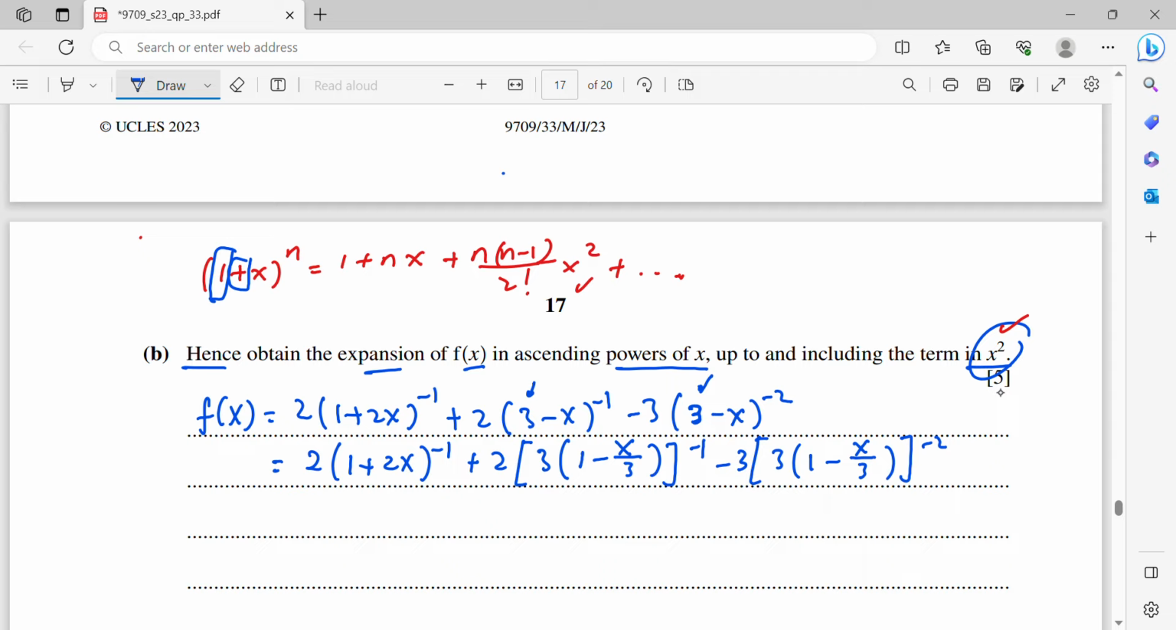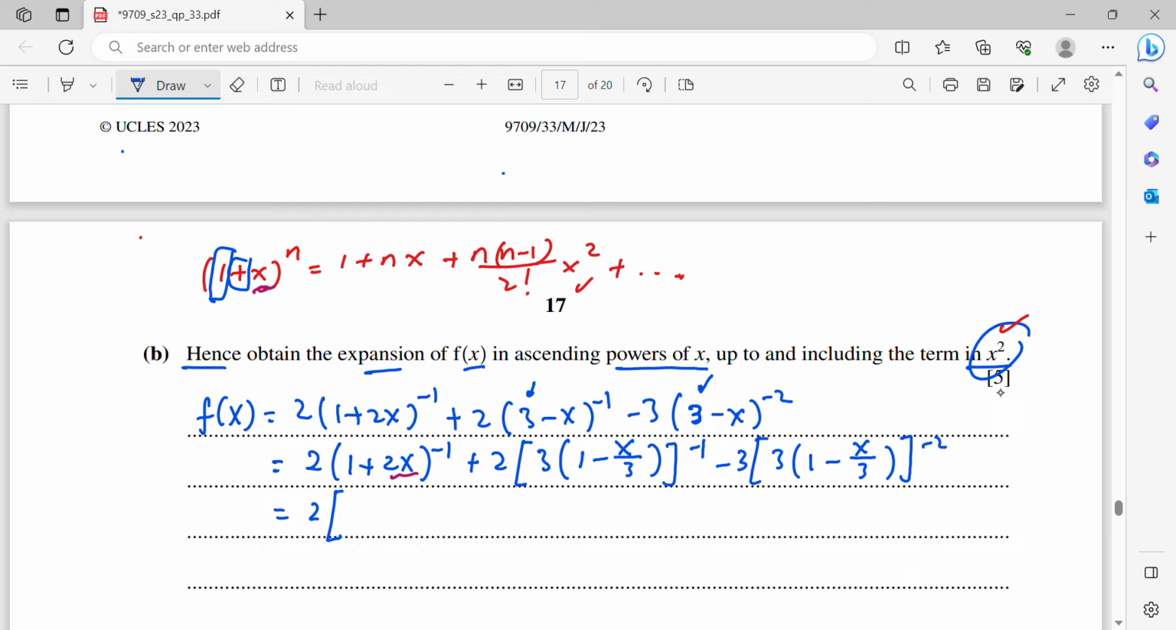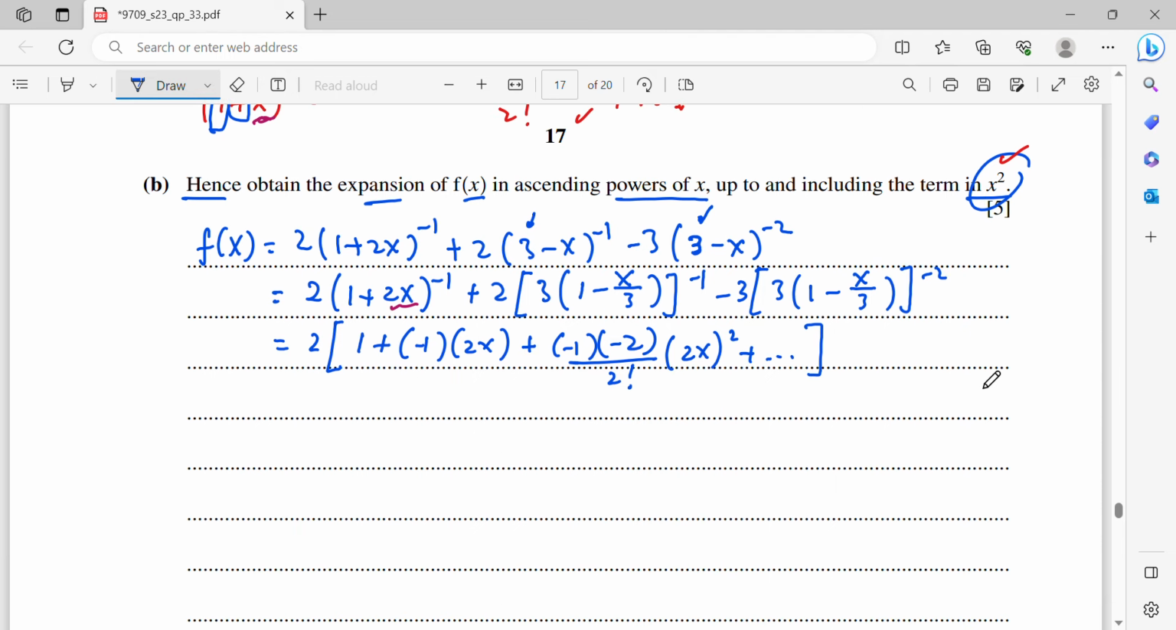Okay, so now we need to do the expansion. So 2 bracket. So now, when you compare, this x becomes 2x. Okay, no issue as long as you get 1 plus. So just change accordingly. Then the n will be minus 1. So I will get 1 plus nx. N of 2x means that minus 1 times 2x plus n minus 1. So minus 1 is minus 2. Then over 2 factorial. The new x, I squared it. Okay, just up to x squared.